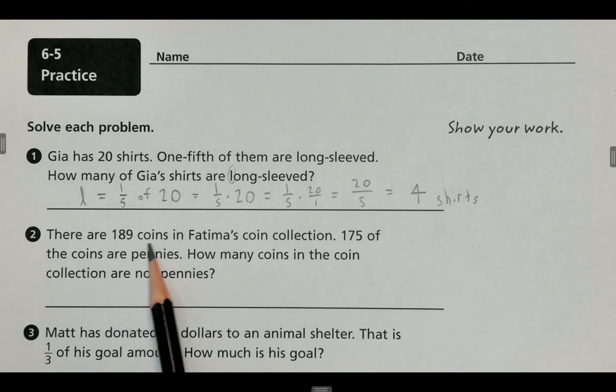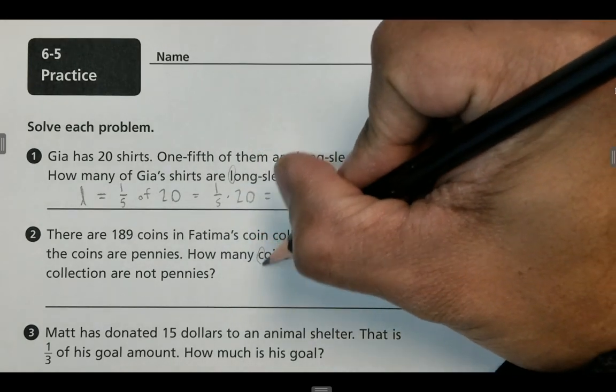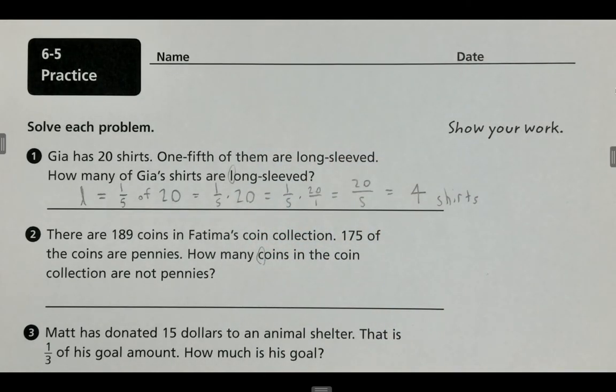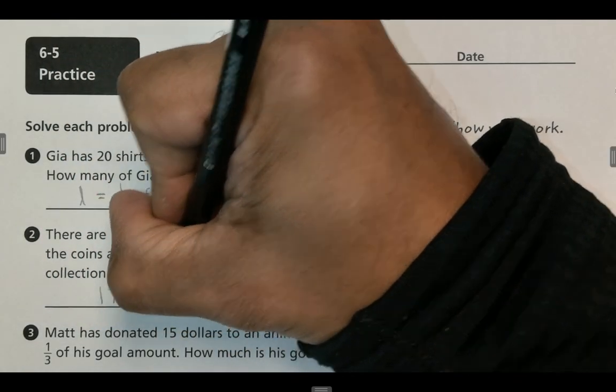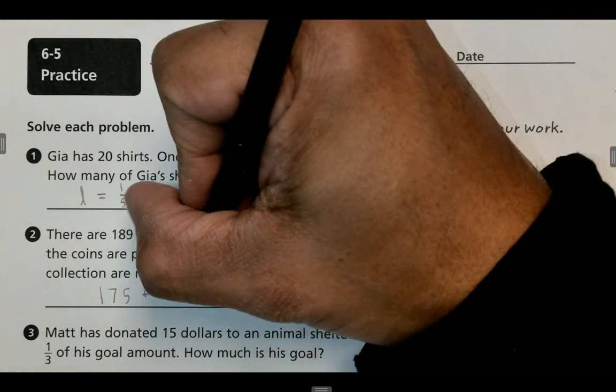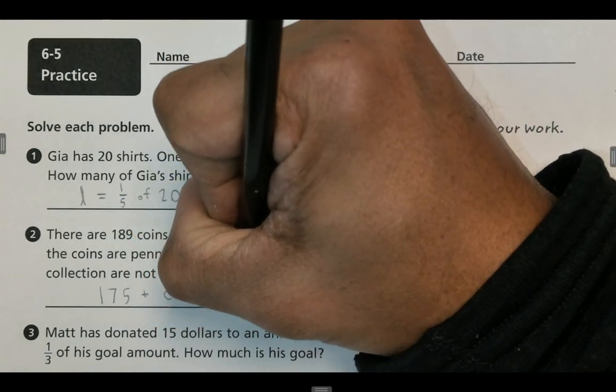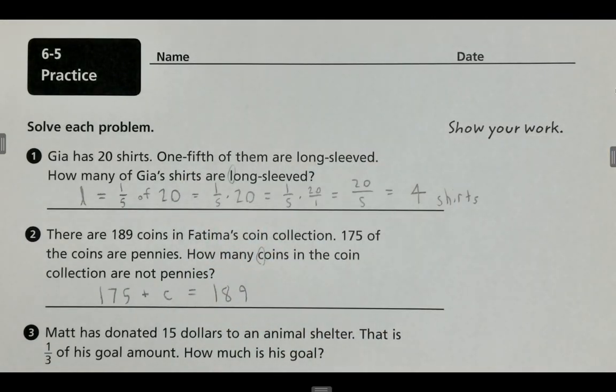Number 2, there are 189 coins in Fatima's coin collection. 175 of the coins are pennies. How many coins in the coin collection are not pennies? Okay, so 175 are pennies plus C to represent the ones that are not equals the total amount, 189. What do I need to do to this side of the equation so that I am left with just C? If you said subtract 175 from both sides, you are correct.